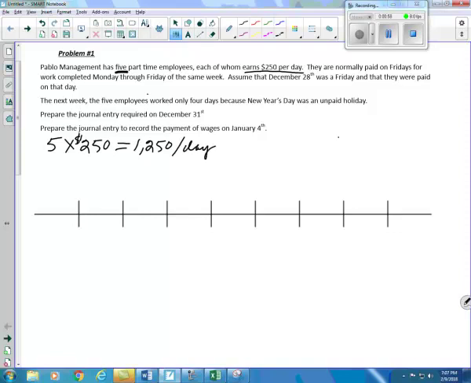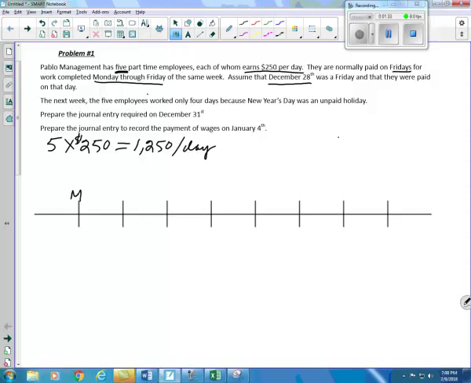These employees are normally paid on Friday for the work that they did Monday through Friday of the same week. Today just also happens to be a Friday, and if I worked for Pablo Management as one of these employees, I would get paid today for my work on Monday through Friday of this week. We are making the assumption that December 28th was a Friday, and so our employees are paid on that day. Let's go ahead and mark some days and dates in here.